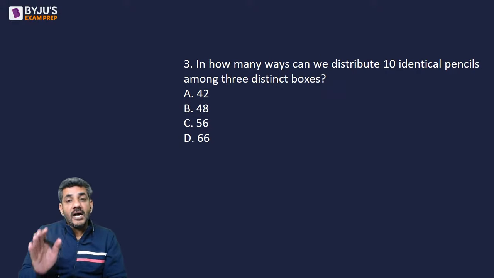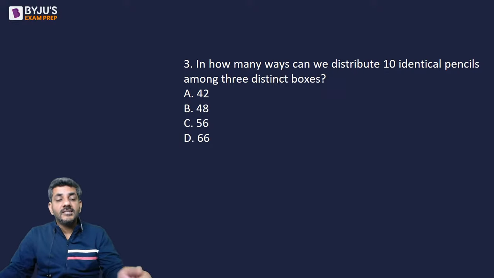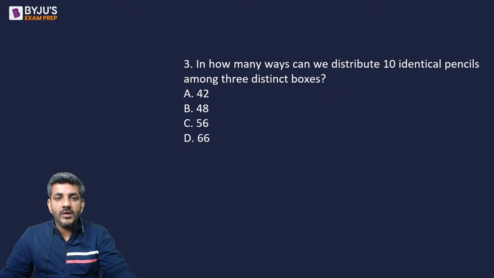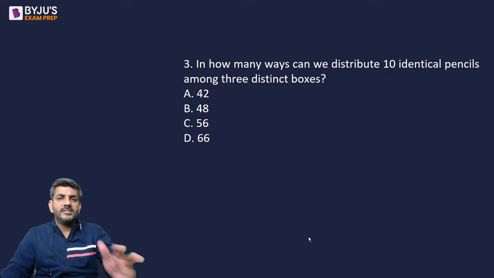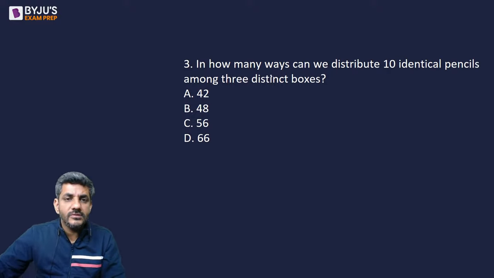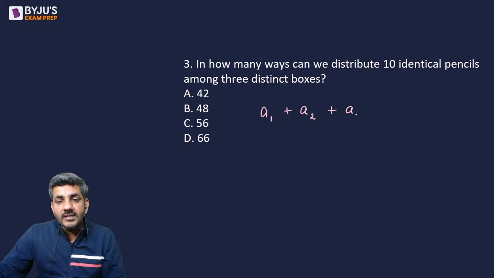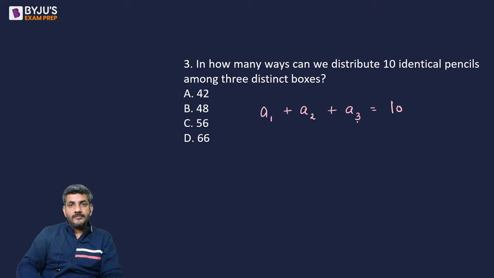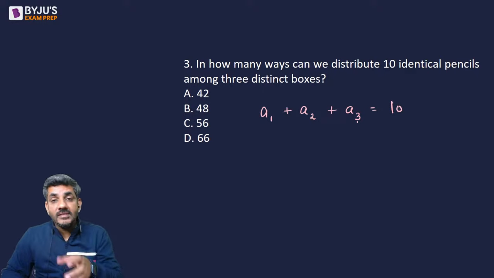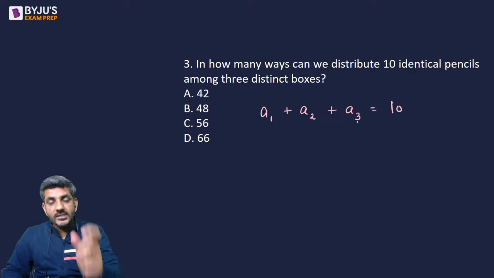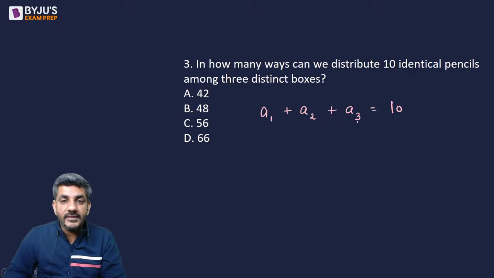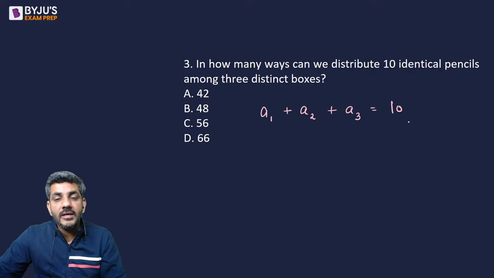But if the things are identical and the boxes are distinct, we use the distribution formula, which we also know as the partition formula. Some people call it whole number solutions. So that formula is that in the first box, let us say there are A1 pencils, in the second box A2 pencils, and in the third box A3 pencils, and the total number of pencils is 10. So out of the total 10 pencils, some are put into A1, some into A2, some into A3, and the sum of these three numbers should be equal to 10.